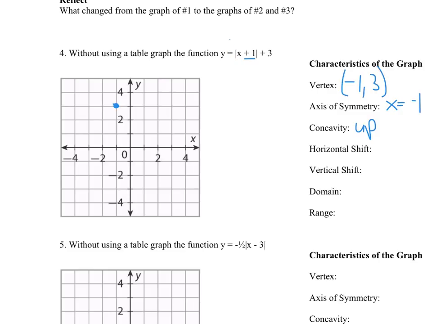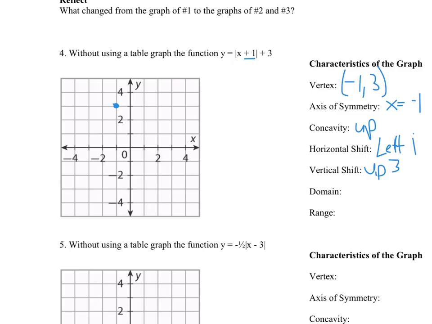And then our horizontal shift is, we went left 1, and vertical shift, we went up 3.